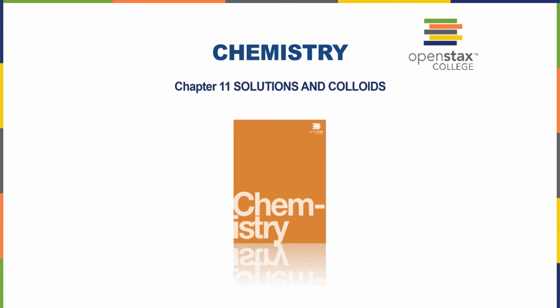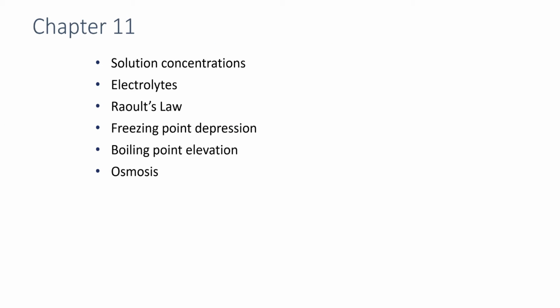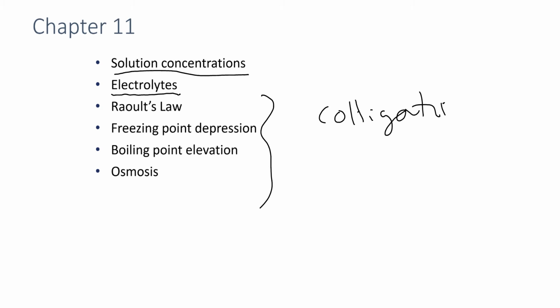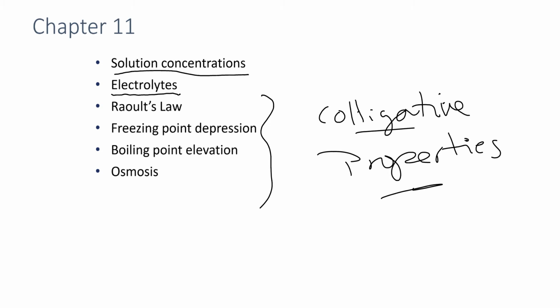All right, let's talk about Chapter 11 in OpenStax, which is solutions and colloids. In particular, we need to talk about solutions. The topics for this chapter are going to be concentrations of our solutions, electrolytes. Remember electrolytes being ions in water? And then we need to consider colligative properties. Colligative properties are properties of a group of particles in solution. And there's a lot of really cool ones, freezing point depression, boiling point elevation, and osmosis, and we're going to go through all of those.